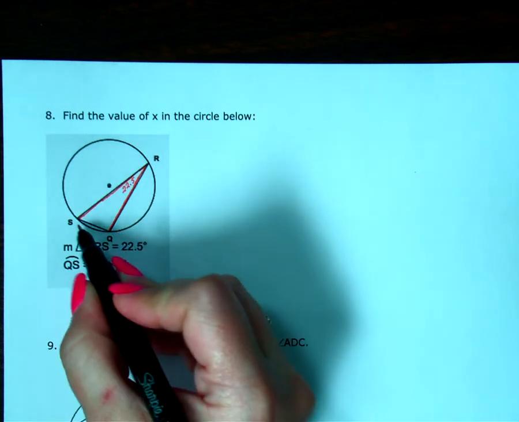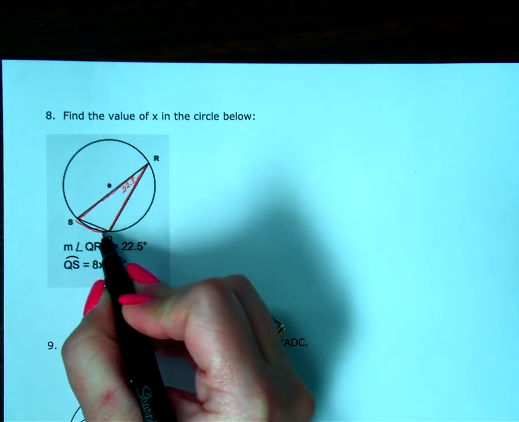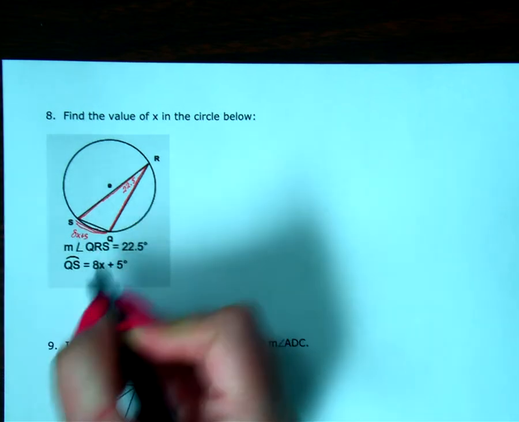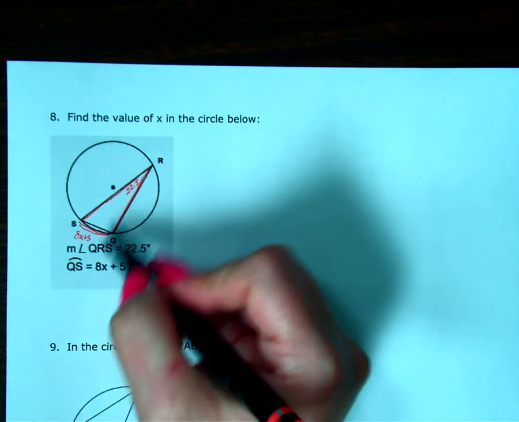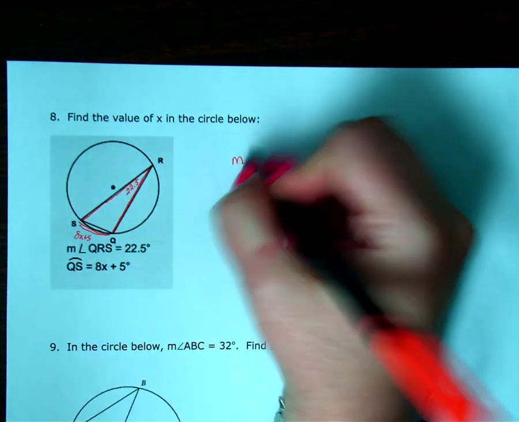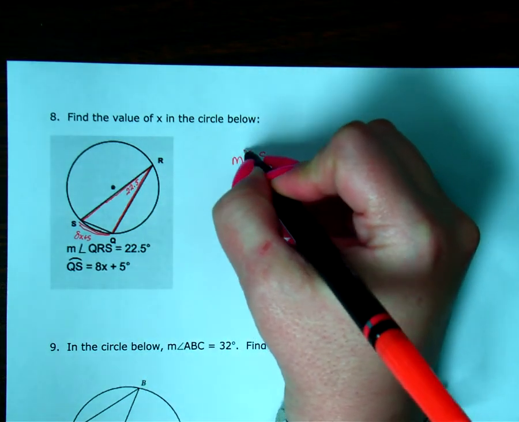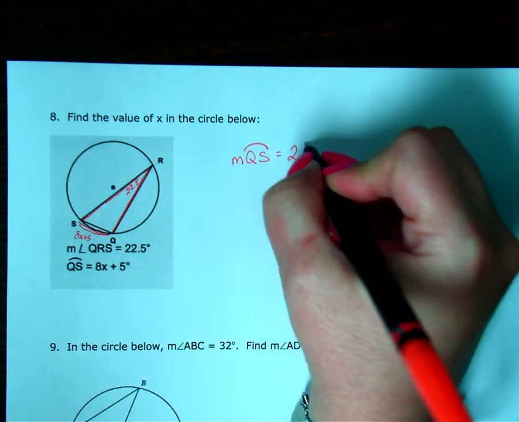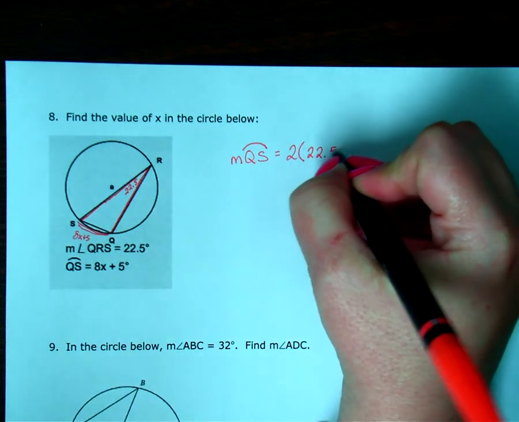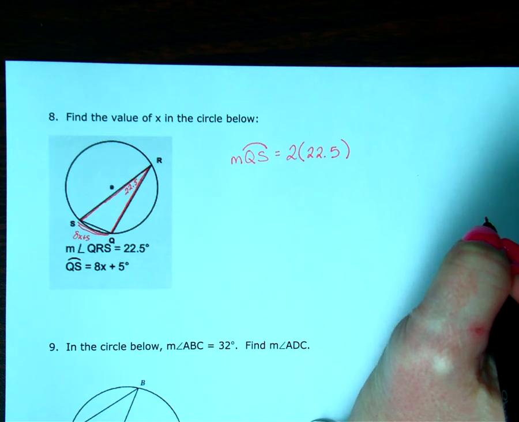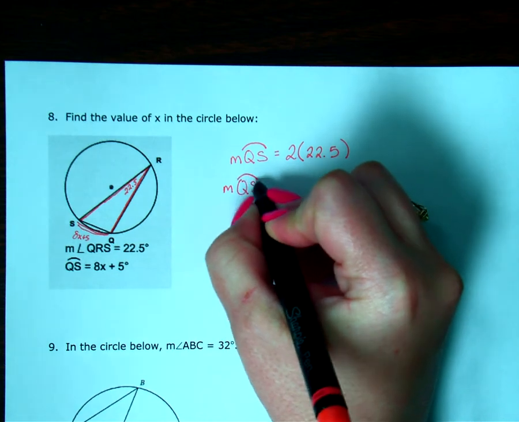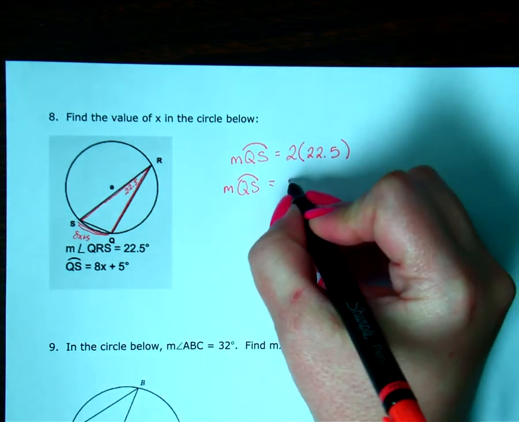Okay? Which means I can figure out how big QS is. I know they've given me an expression for arc QS, 8x plus 5, but I know that this arc is twice this angle. So the measure of arc QS is found by doubling the inscribed angle, 22.5. Okay, but I also know that the measure of arc QS can also be expressed using 8x plus 5.